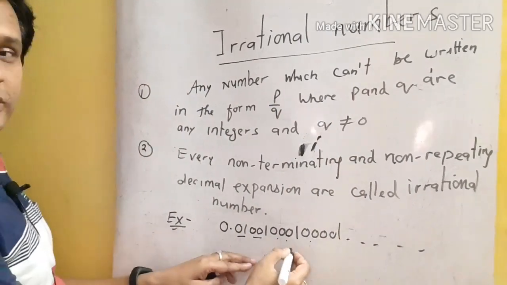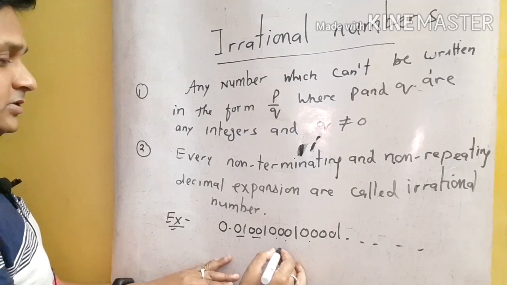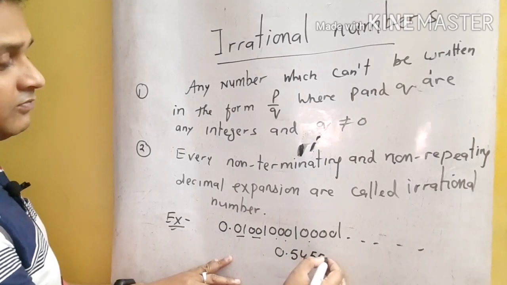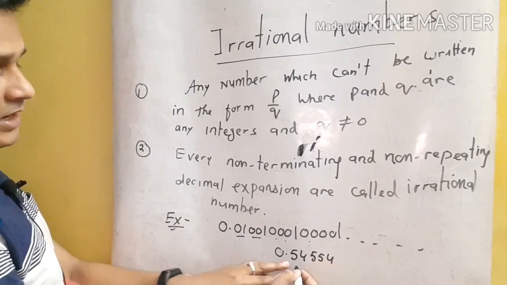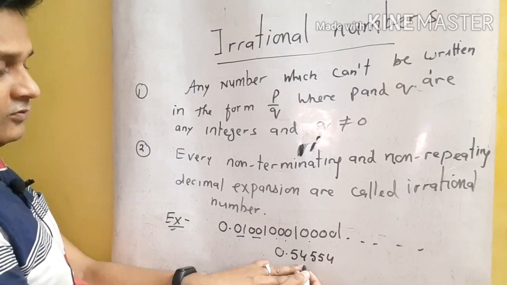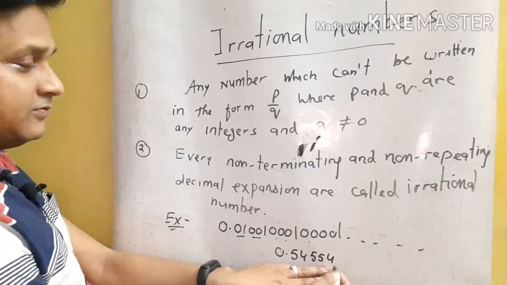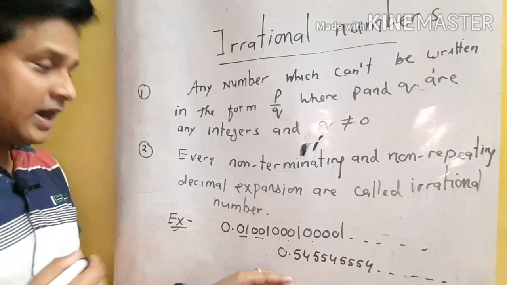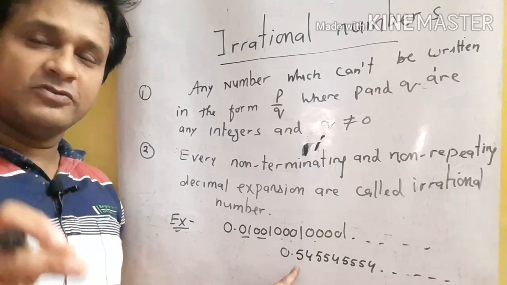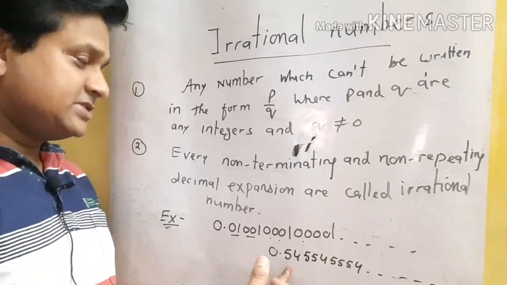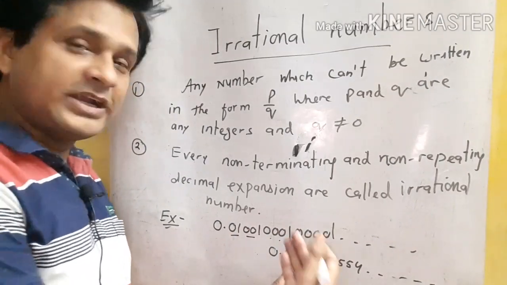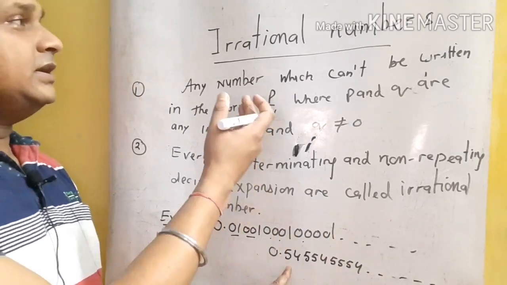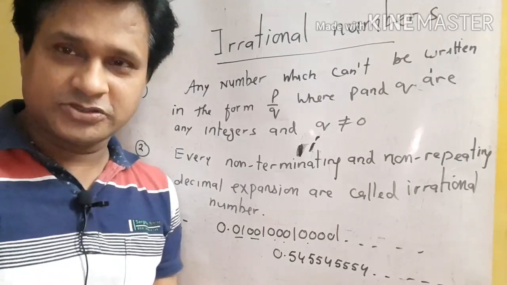I just want to take one more example. Suppose I take 0.545545554. After 0.5 there is 4, then 5 two times, then 4, then 5 three times, then 4, and it will continue. Again, the digits 5 and 4 keep changing as we move to the right. So such decimal expansions are also called irrational numbers. I hope you understood.